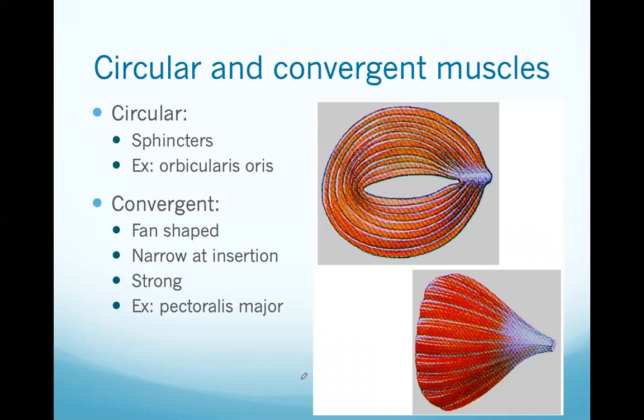And convergent muscle is basically a fan shape. You have a broad side, and as it comes to the opposite side, it narrows down at the point of insertion. The best example for this muscle is your pectoralis major, which is the largest chest muscle we have. It is identified as one of the strongest categories of muscles we have.